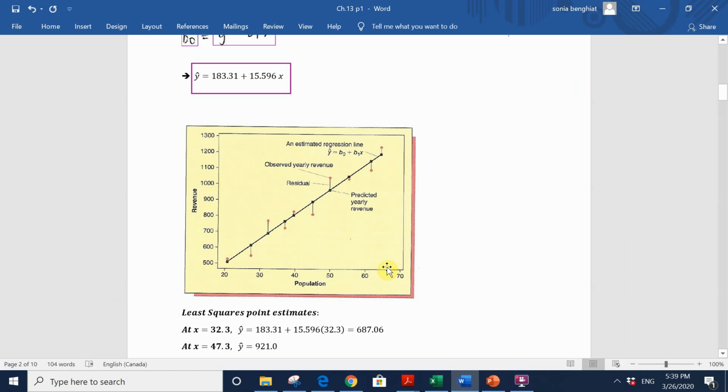Okay. And so inside my experimental region, I could do some interpolations. I could ask myself, well, between 20.8 and 64.6, what if I wanted to know my predicted y value for an x value that lies in between that range? So here I'm going to take an example of 47.3. 47.3 does lie in my experimental region.